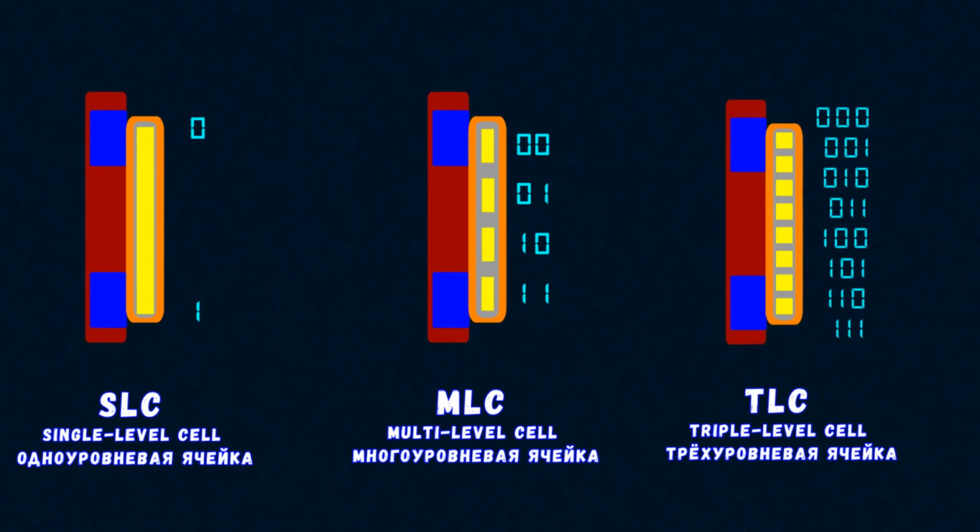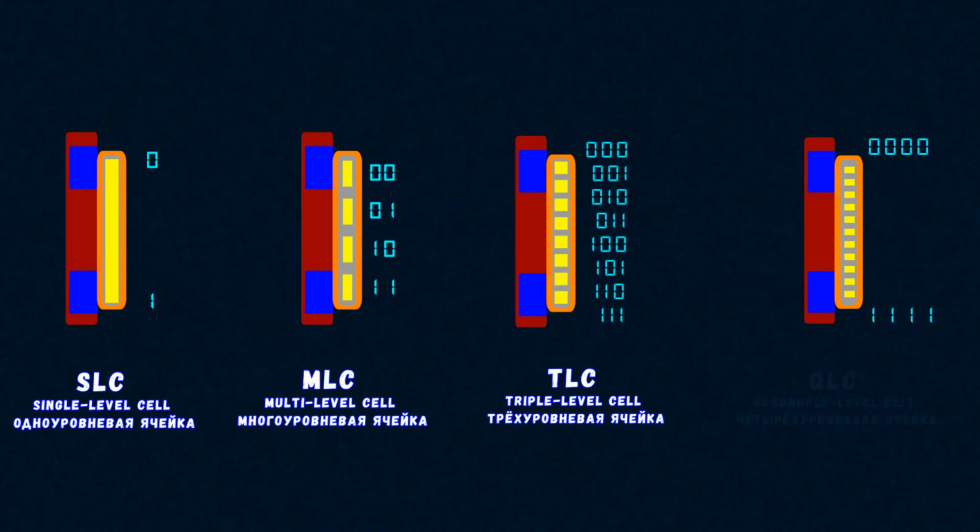There are also quadruple-level cells, or QLC, storing 4 bits of data, meaning one cell can store numbers from 0 to 15. However, the price for this is a decrease in memory speed, an increase in power consumption, especially during writing, and an increased probability of errors, both during writing and reading. Nevertheless, the game is worth the candle.